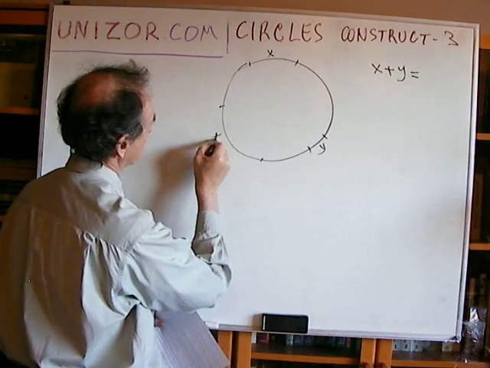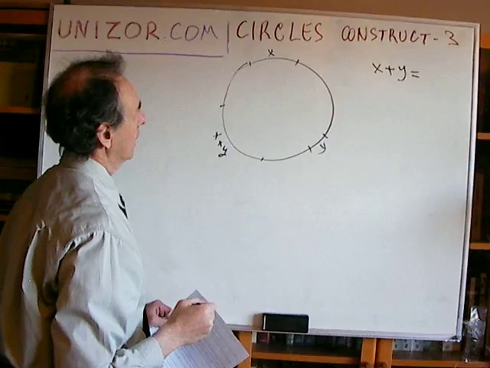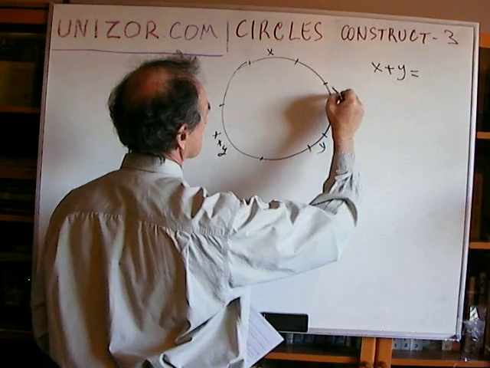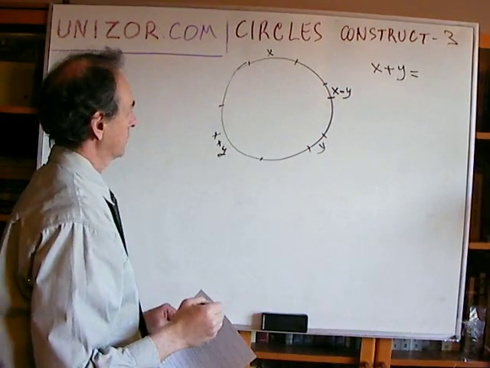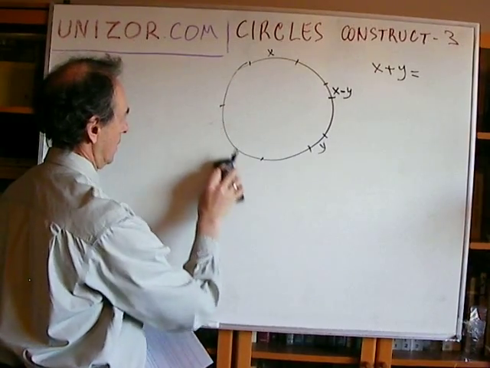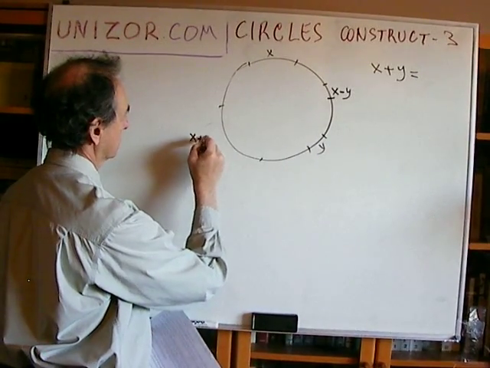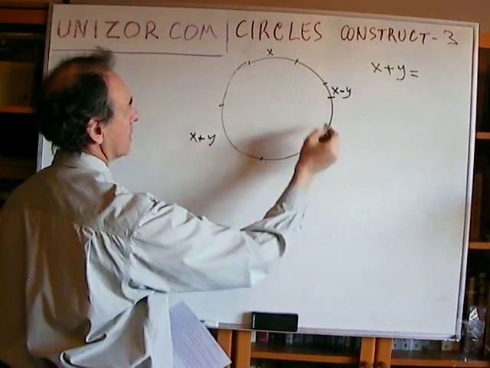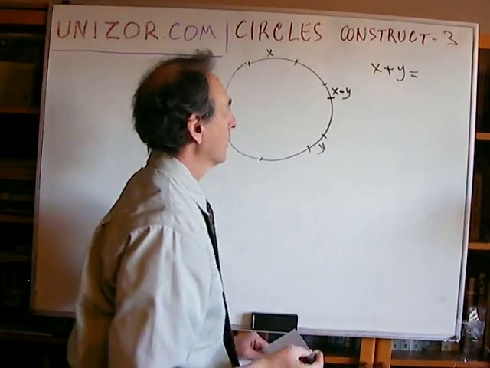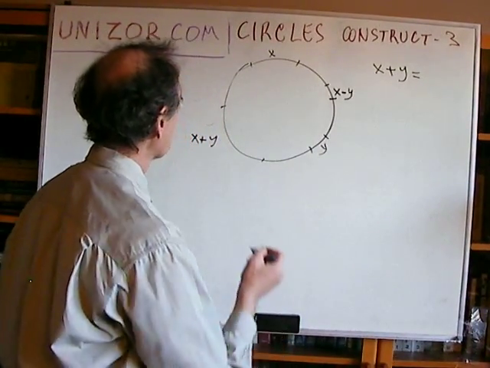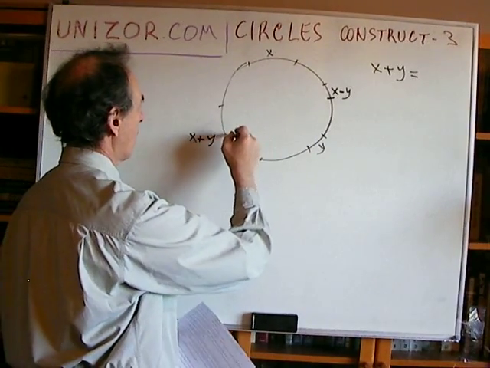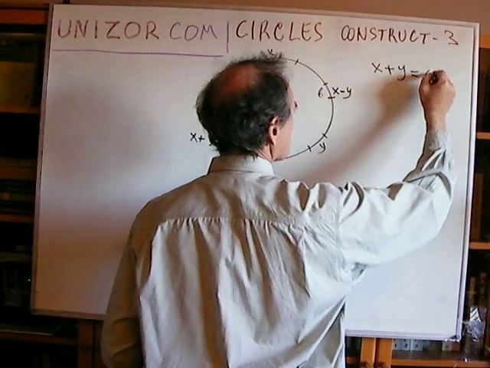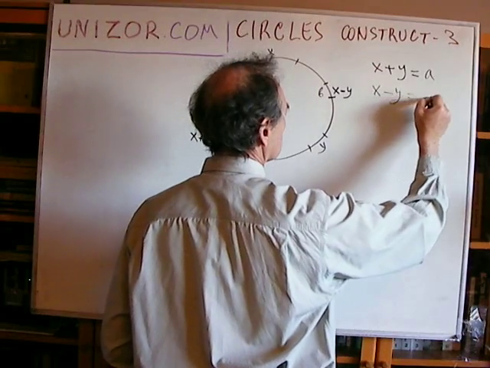Okay, so this is X plus Y. And you know their difference somewhere here. Let's say this is X minus Y. All right? So you have these two arcs, this one and this one, but you have to construct X and Y. All right, so how can we do it? Well, let's call this arc A and this arc B. So X plus Y is equal to A, X minus Y is equal to B.